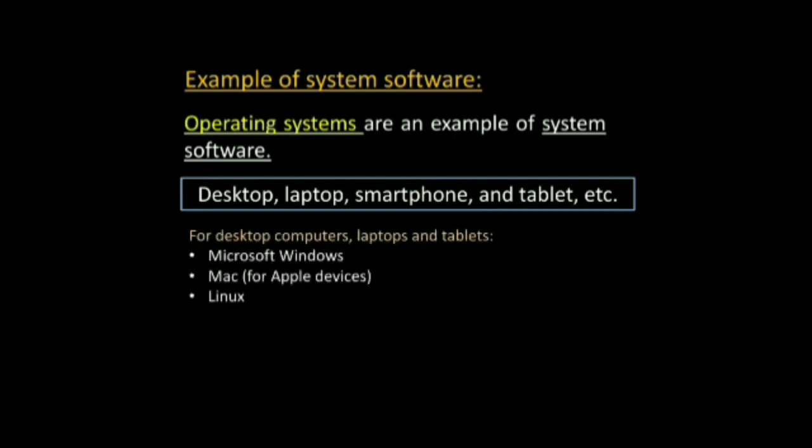For desktop computers, laptops, and tablets, we have Microsoft Windows, Mac for Apple devices, and Linux. And for smartphones, we have Apple's iOS, Google's Android, and Windows Phone OS. Other than operating systems, some people also classify programming software and driver software as types of system software.